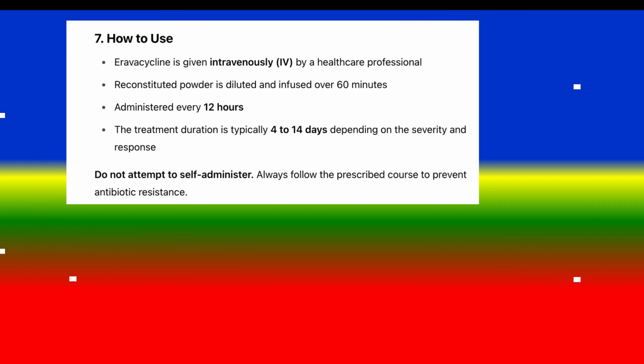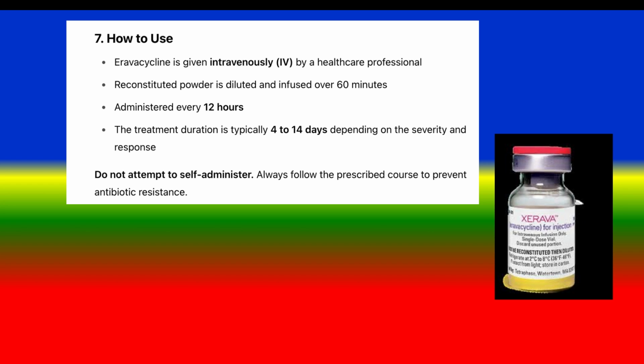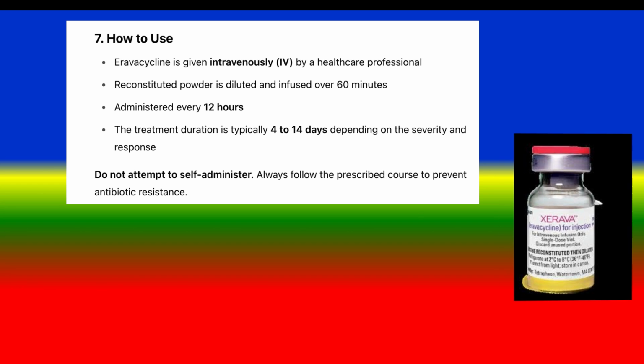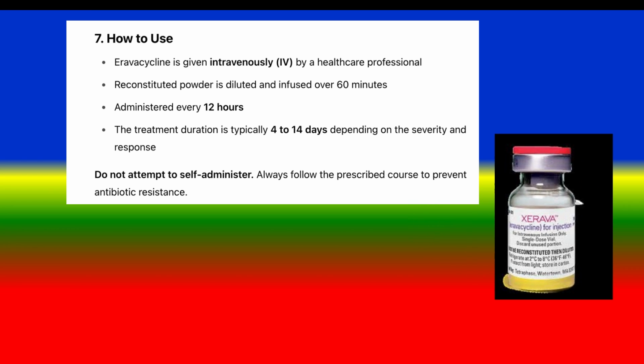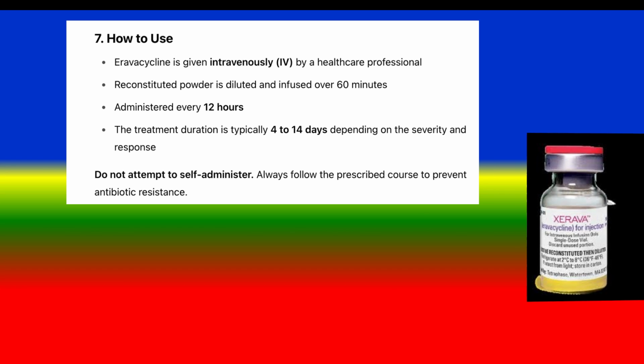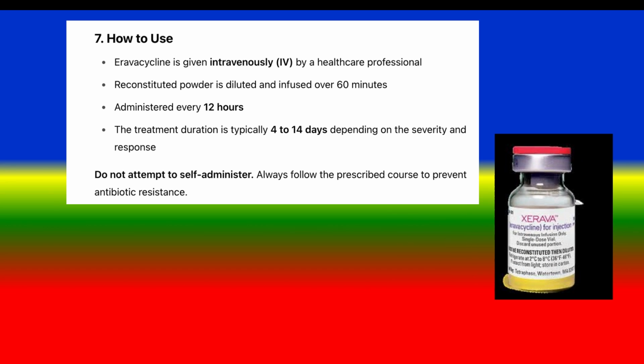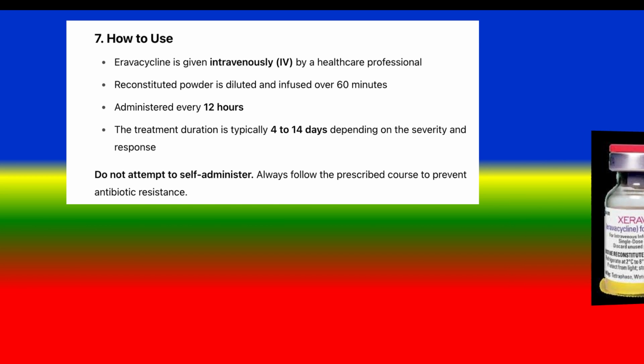7. How to use. Eravacycline is given intravenously, IV, by a healthcare professional. Reconstituted powder is diluted and infused over 60 minutes, administered every 12 hours. The treatment duration is typically 4 to 14 days, depending on the severity and response. Do not attempt to self-administer. Always follow the prescribed course to prevent antibiotic resistance.